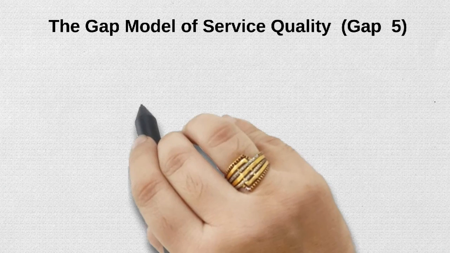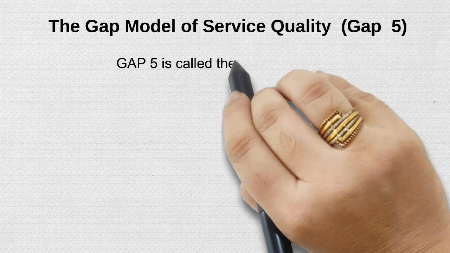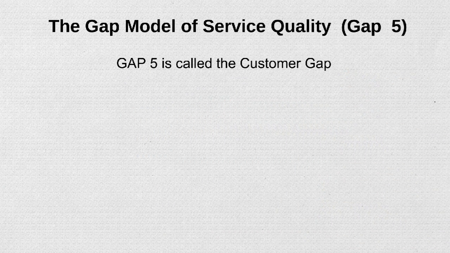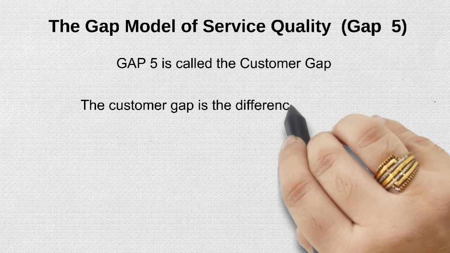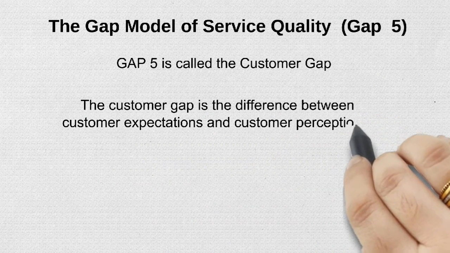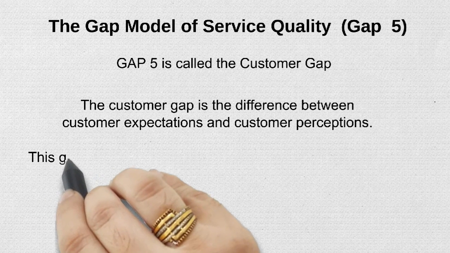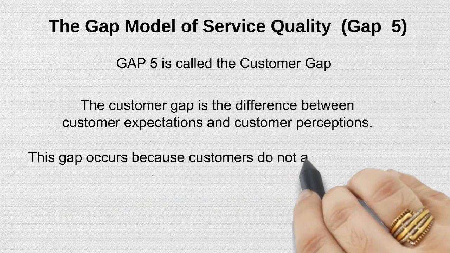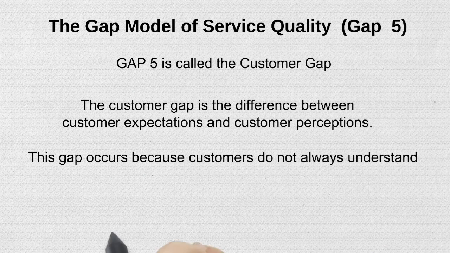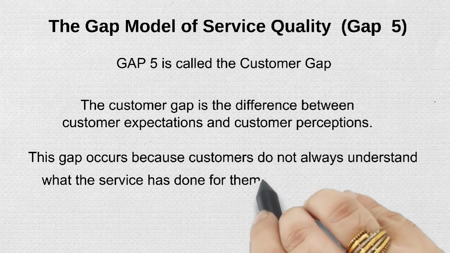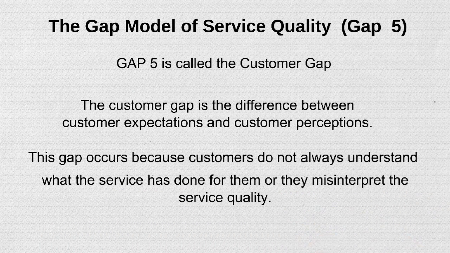Now we come to gap 5, which is called the customer gap. Customer gap is the gap between customer expectation and customer perception. This gap occurs because customers do not always understand what the service has done for them, or they misinterpret the service quality.